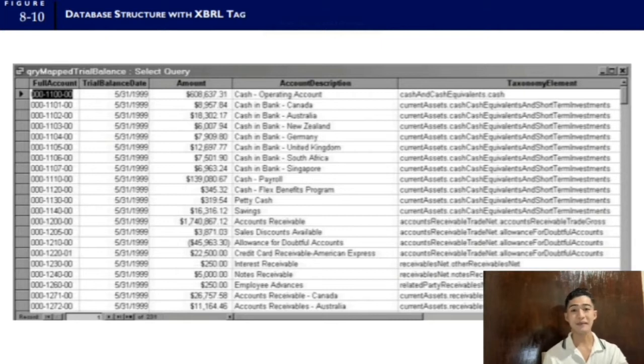Pagkatapos ng mapping process, each database record will contain or store the tag of the taxonomy element, which is shown in this illustration example. Data mapping needs to be done only once, but the embedded tags are used whenever the data are placed in XBRL format for dissemination to outsiders. This allows business entities to provide expanded financial information frequently to interested parties.